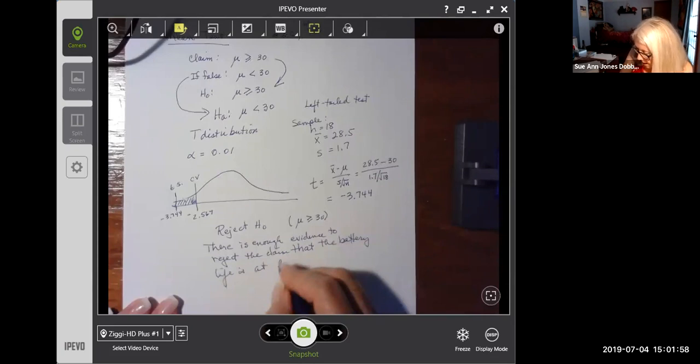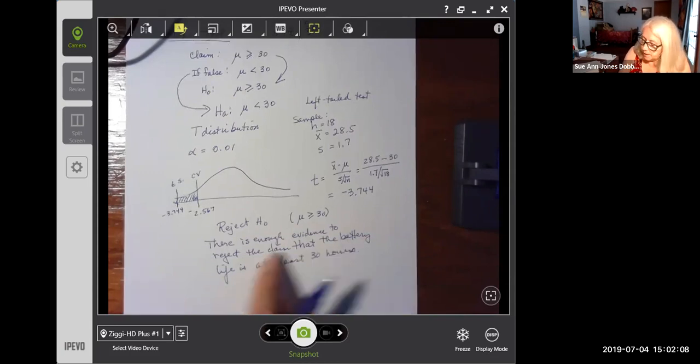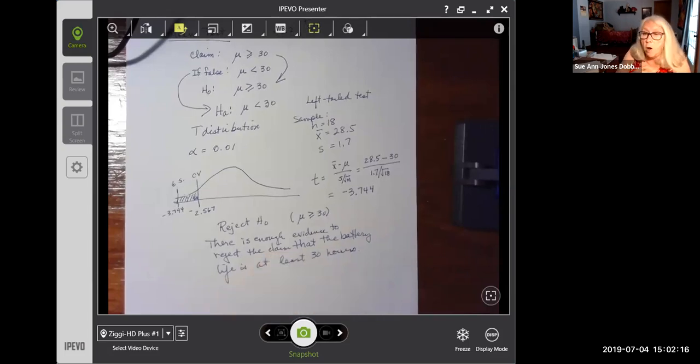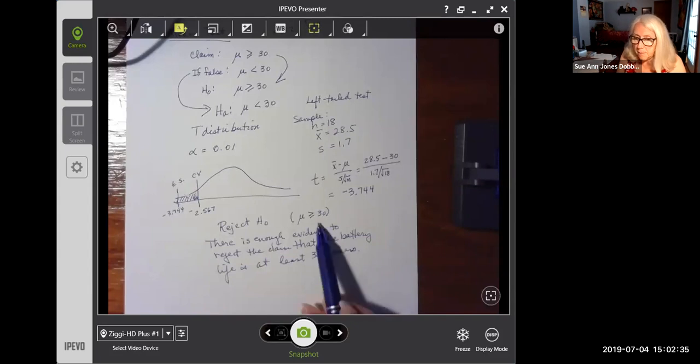Again, I caution you about how you write this. You have to restate the claim in words. If you wrote, there is enough evidence to reject the claim that mu greater than or equal to 30, I would count that almost completely wrong. It has to be restated in words. Now, you can paraphrase the original claim as I have done here, okay? Because I didn't include words like of their MP3 players, etc. But you may not put it in symbolically or leave it out altogether.